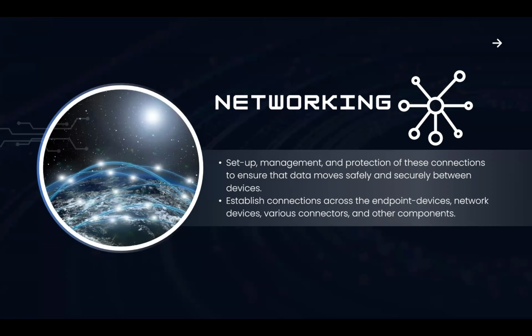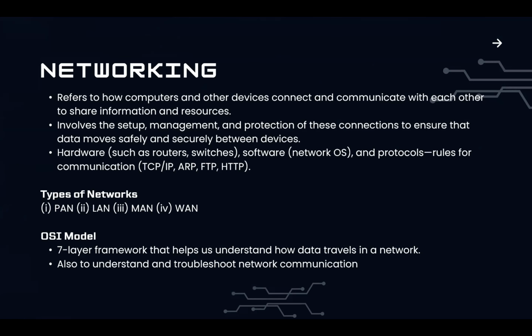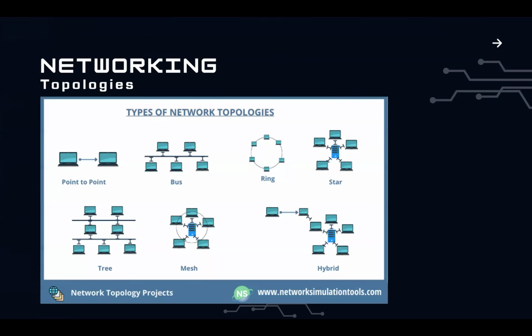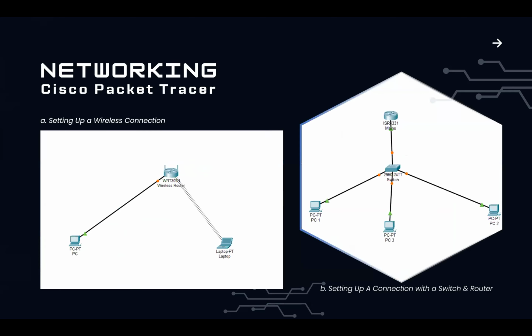Now, for networking, we looked at setting up, managing, and protection of connections, as well as establishing these connections across endpoint devices, network devices, and other components. So basically, this just shows what networking is. We looked at the types of networks, the OSI model, which is basically a 7-layer framework that helps us understand how data travels in a network. So this is the network topologies. So there is point-to-point, ring, star, bus, mesh, hybrid, and tree. Again, it just shows how data travels in a network.